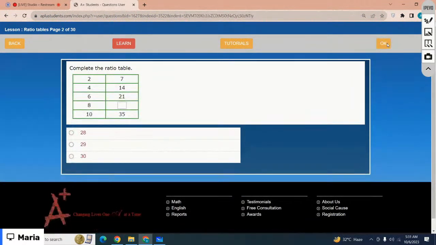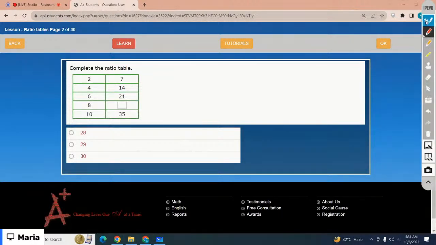Okay, complete the ratio table. You could use any value, but I'm going to use this one, 4 over 14. Here you have 8, and this one is missing. 4 times what number is 8? 4 times 2 makes 8. Then you need to do 14 times 2 also, so 14 times 2 is 28. So the missing value is 28. Got it?